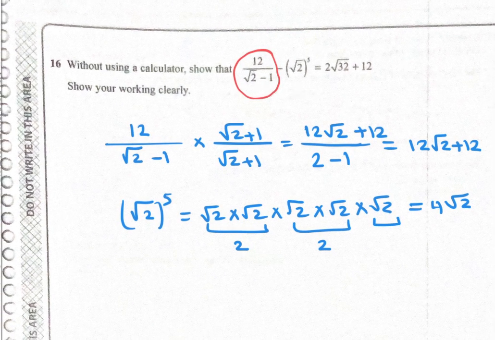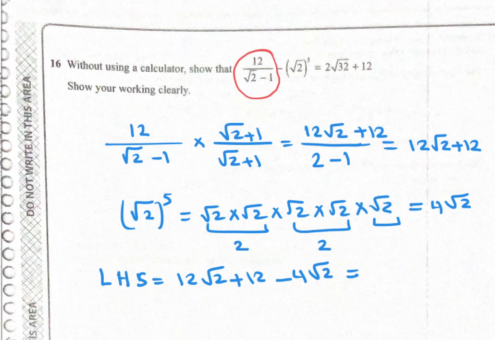Now the left hand side can be written as 12 square root 2 plus 12 minus 4 square root of 2. 12 square root 2 minus 4 square root 2 equals 8 square root 2 plus 12.